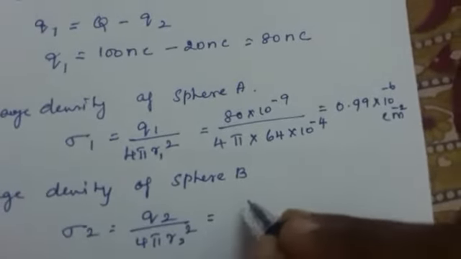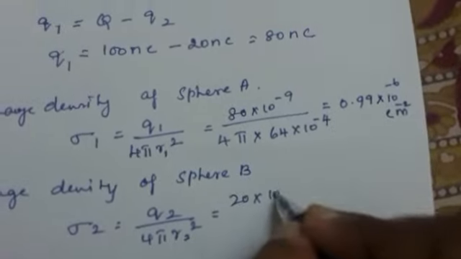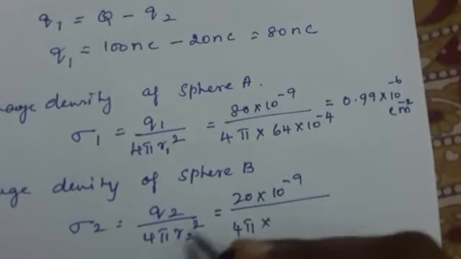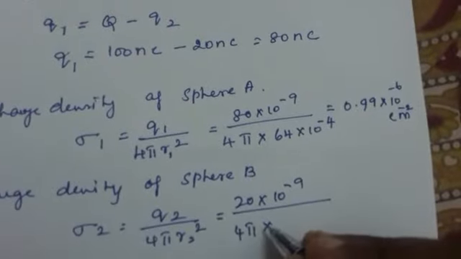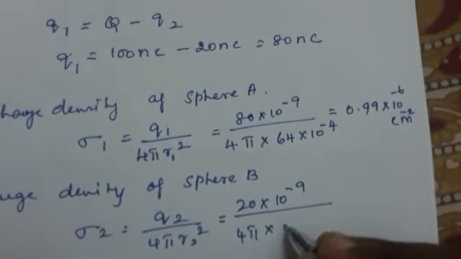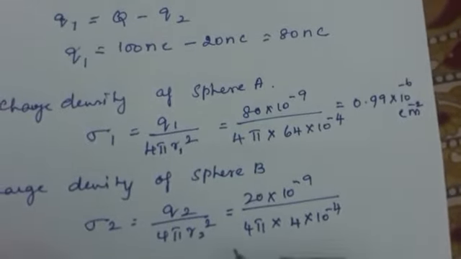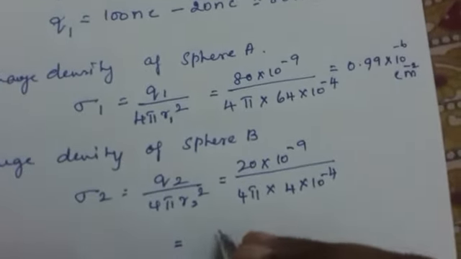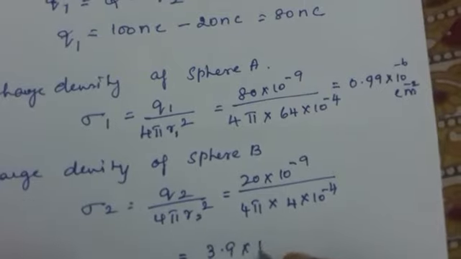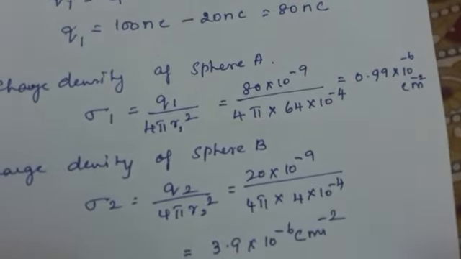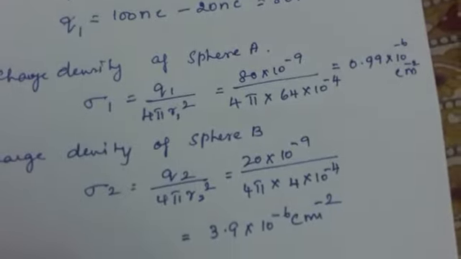Similarly, you can substitute here. It is 20 into 10 raised to minus 9. Q2 is 20. 4 pi into your R2 is what? 2. 2 square is how much? 4. 4 into 10 raised to minus 4. So if you find out, this value is equal to 3.9 into 10 raised to minus 6 coulomb per meter square. Coulomb per what? Meter square.